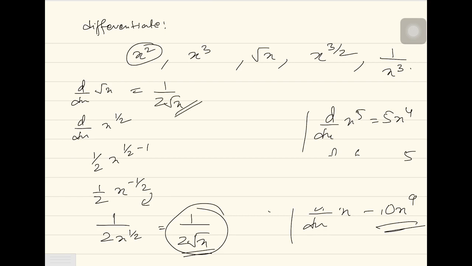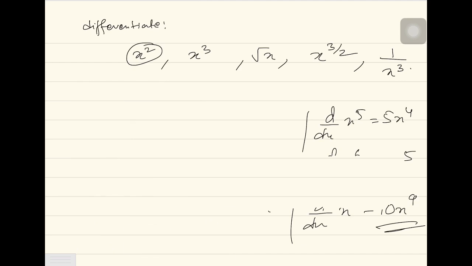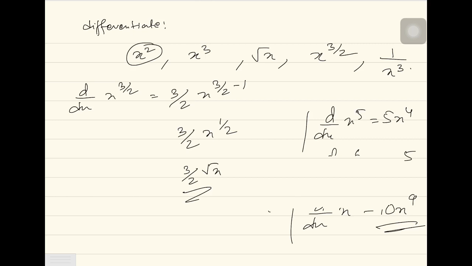Got it? Okay, next one would be ddx of x to the power 3 by 2. Let's see how it works. That gives me 3 by 2 x to the power 3 by 2 minus 1. That's 3 by 2 x to the power, LCM is 2, then 1 by 2. So that's 3 by 2 root x. Got it? So that's how it works.